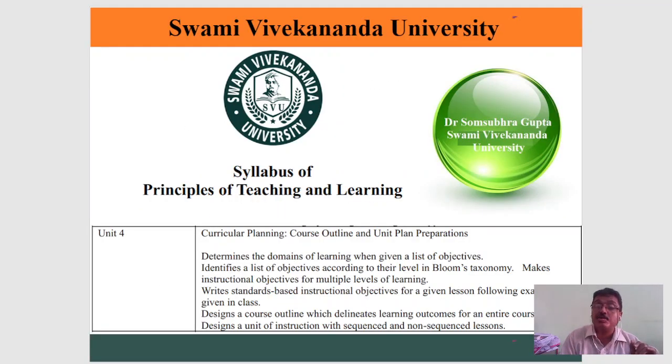The next module is a little bit heavy. That is, identify a list of objectives according to their level in Bloom's taxonomy. Now, this is a rigorous issue. First of all, we being teachers have to be concerned about our own art of teaching, that is pedagogy, which we are now taking care of. We must know Bloom's taxonomy.